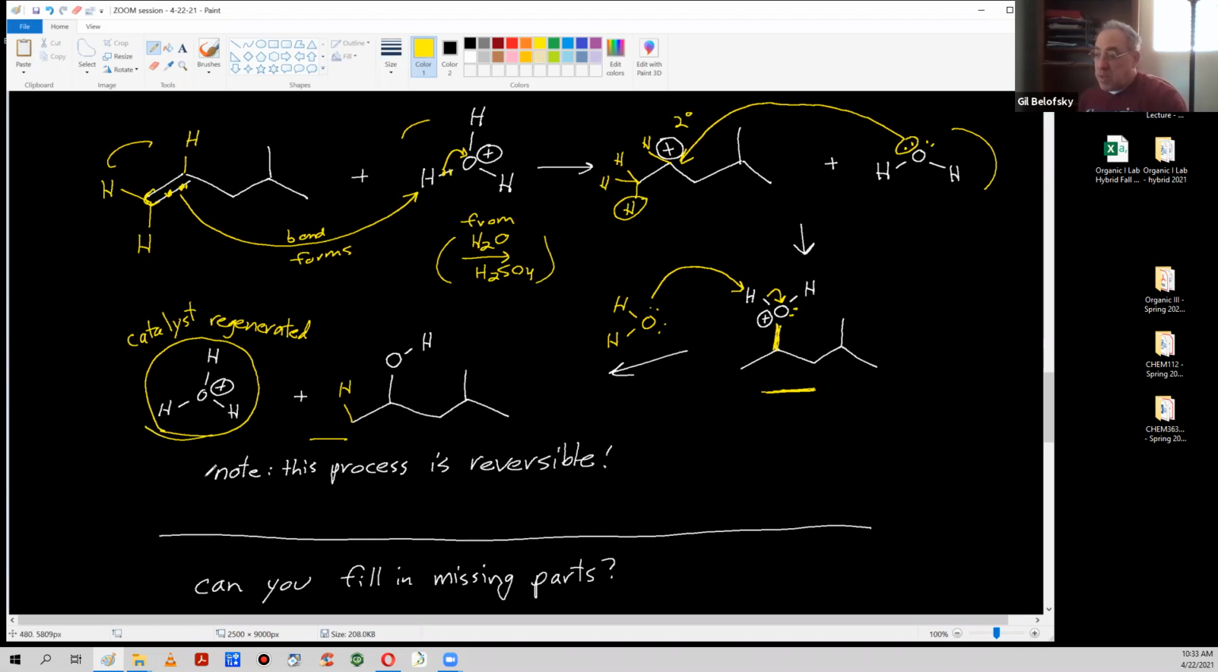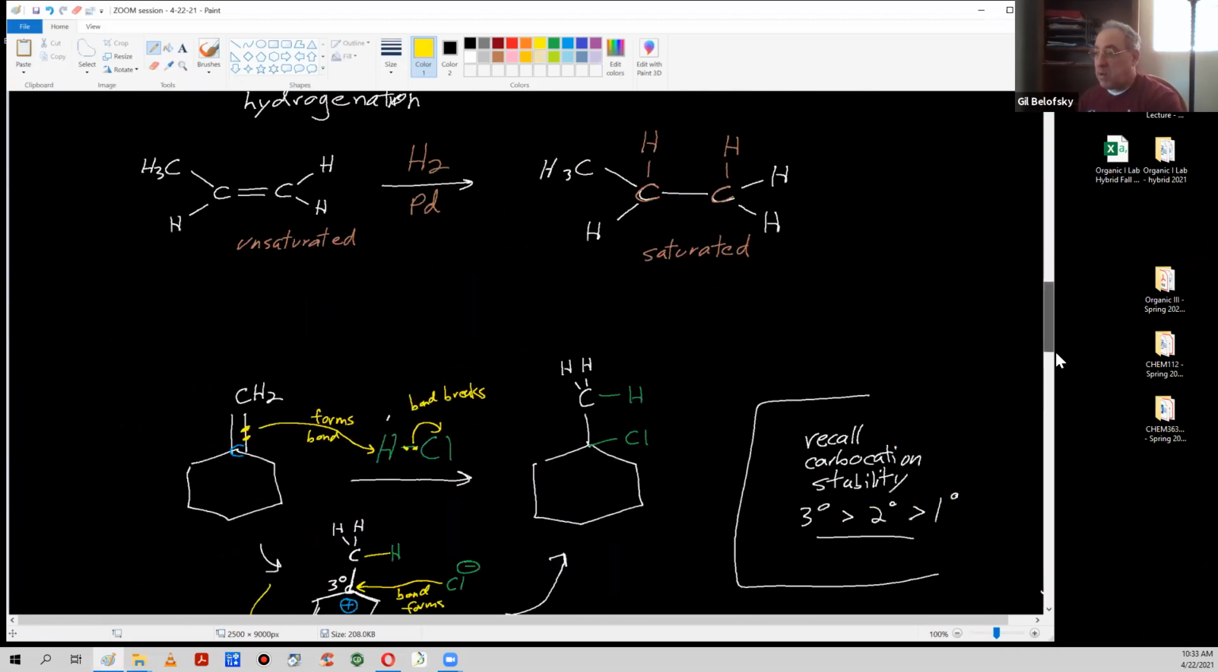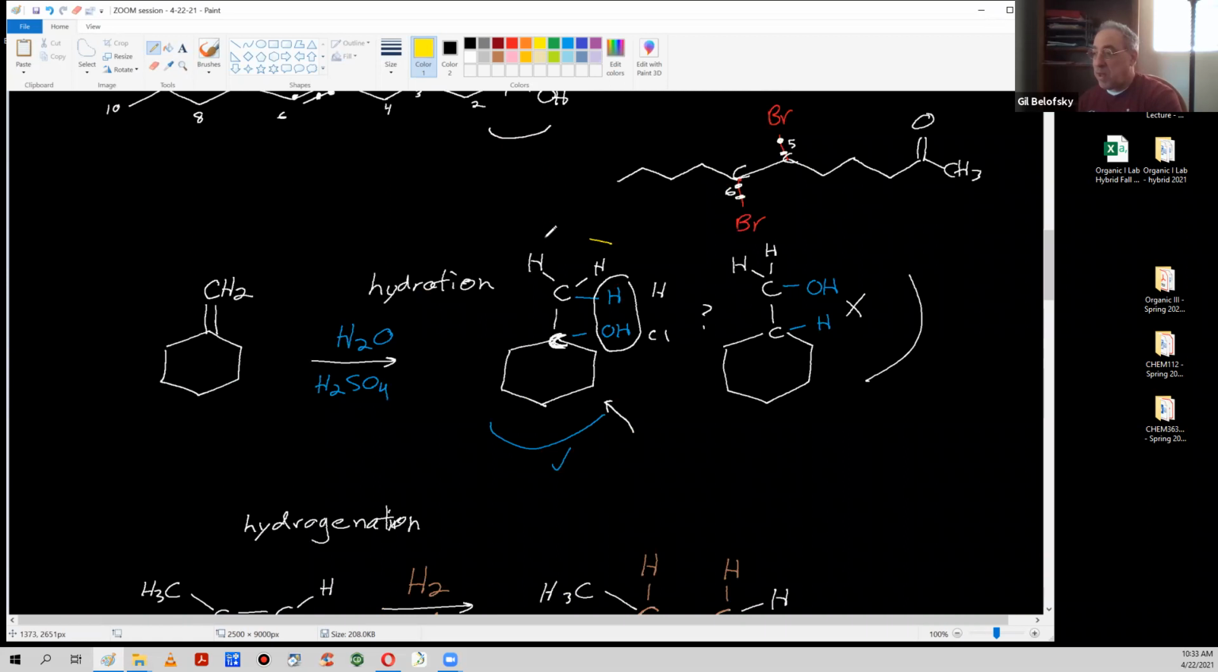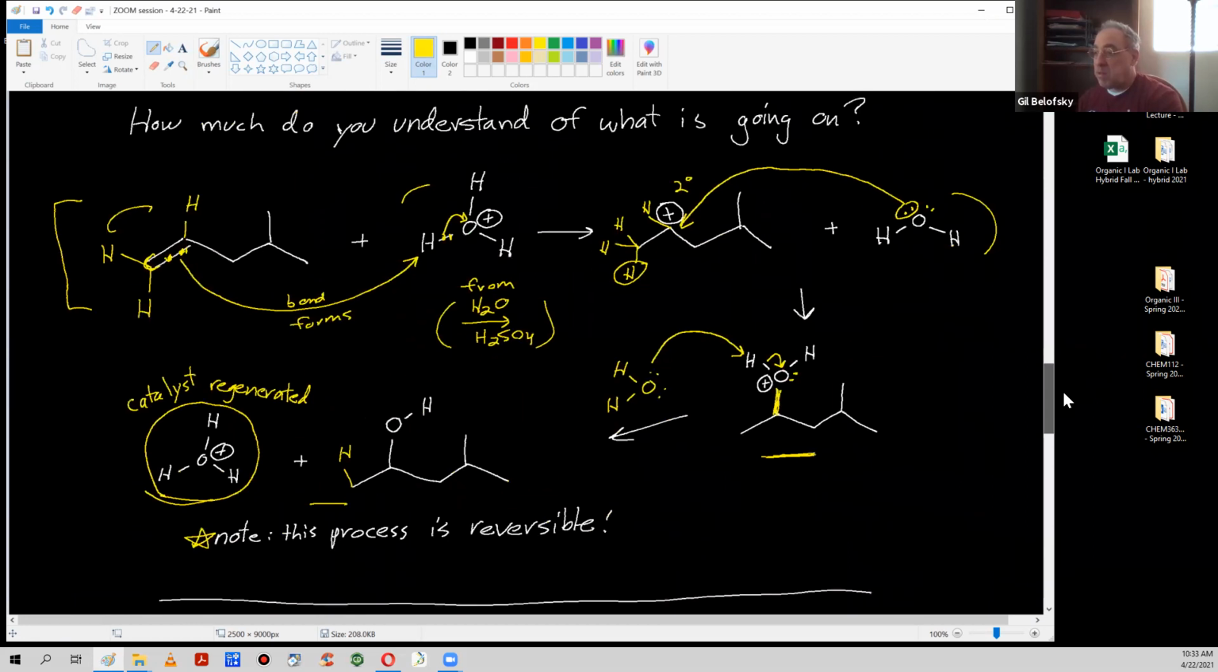So one other thing I'll point out is this process is reversible, which we're going to cover in chapter 14. So it's fine for this chapter 13 to remember that the alkene is hydrated in the way that we covered it up here. Here's the net reaction, alkene to addition of water across the double bond. Here we broke it out into steps.